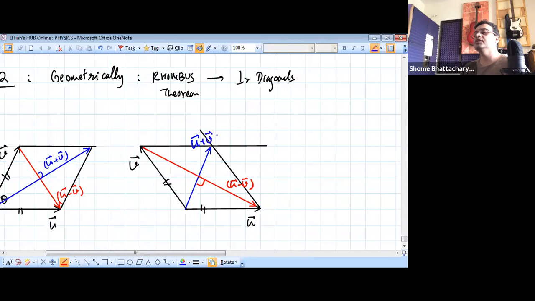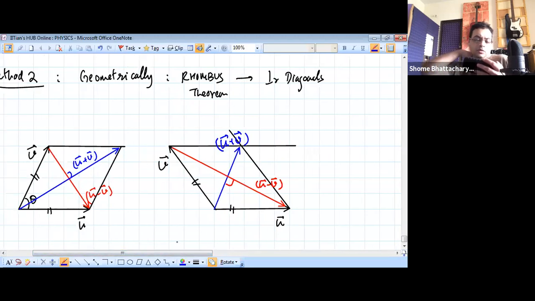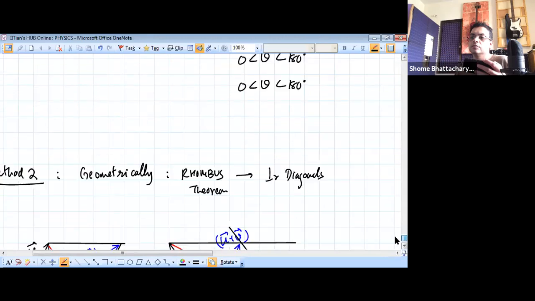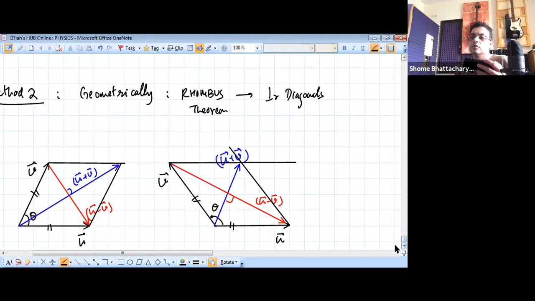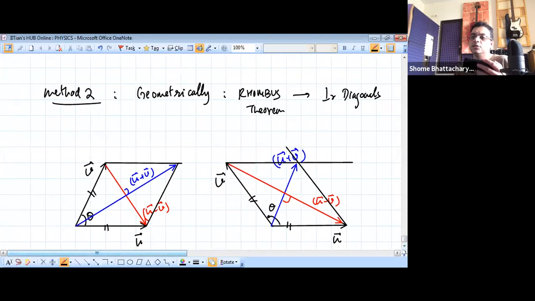That is why the options pertaining to these will be correct. It implies that mod v is equal to mod u if v plus u is perpendicular to v minus u. And the angle between u and v could be anything. So there is no restriction on the value of theta. Theta could be anything. I've just taken the names as u and v. In the question it was v1 and v2, but essentially it means the same thing.